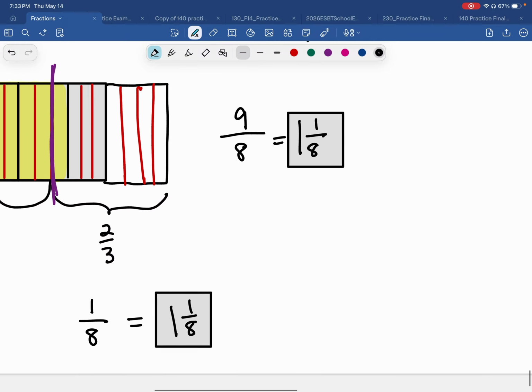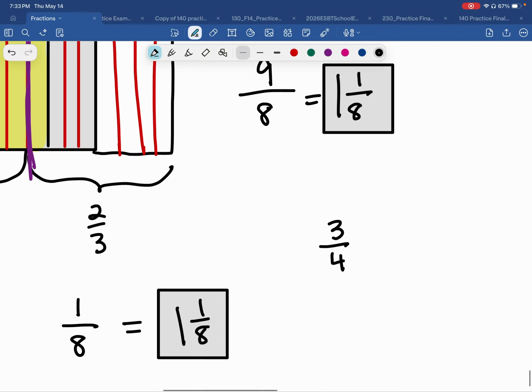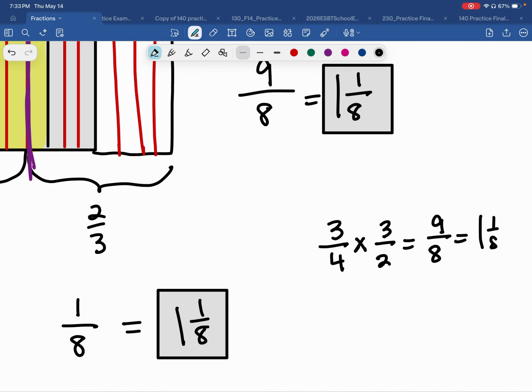Okay. And again, if you're taking 3/4 divided by 2/3, you're going to change it to multiplication and flip your fraction. And that leaves you with 9/8, which we turn into 1 and 1/8.